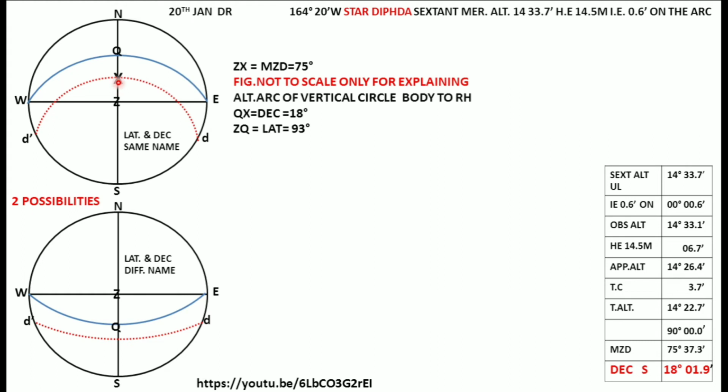So if I took my declination and my zenith distance, it will be added and I will get my latitude as 93, which is not possible. So this possibility is gone. So the other possibility holds good here. You have your zenith distance and declination.